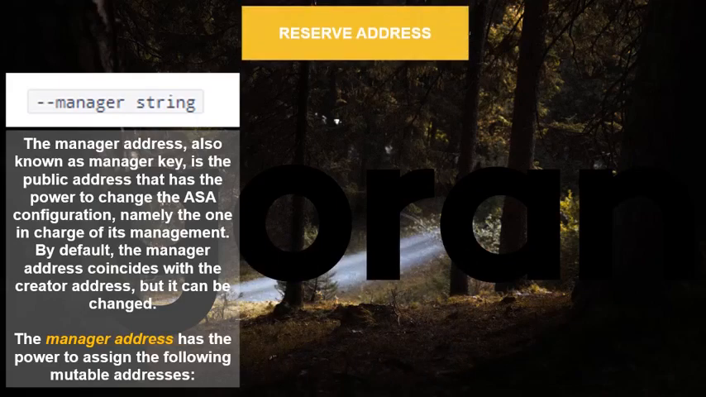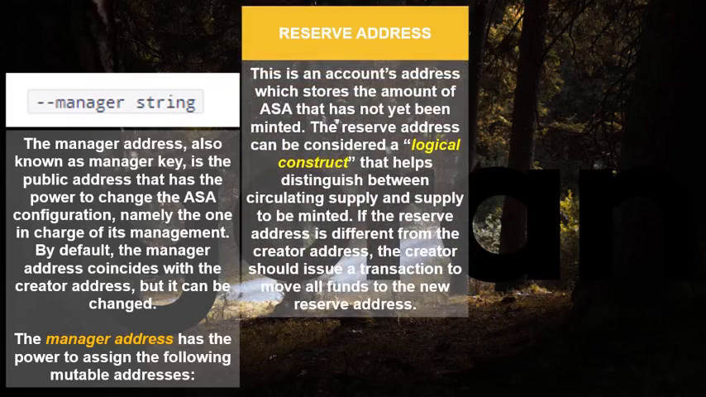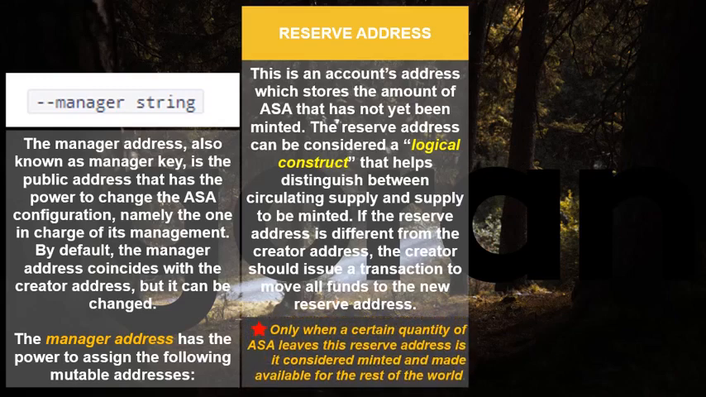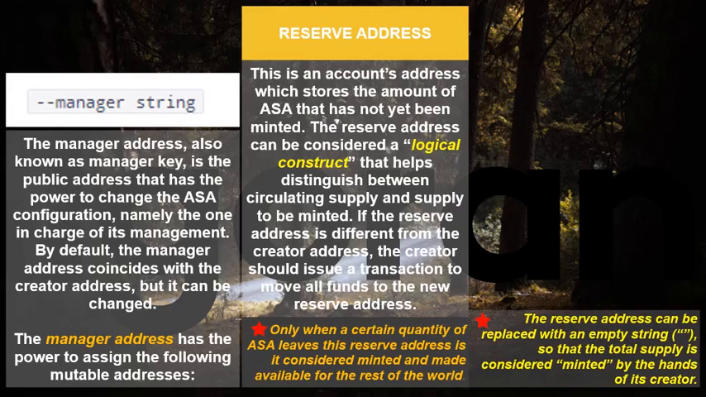To start with, the reserve address. This is an account's address which stores the amount of ARSA that has not yet been minted. The reserve address can be considered a logical construct that helps distinguish between circulating supply and supply to be minted. If the reserve address is different from the creator address, the creator should issue a transaction to move all funds to the new reserve address. Only when a certain quantity of ARSA leaves this reserve address is it considered minted and made available for the rest of the world. The reserve address can be replaced with an empty string so that the total supply is considered minted by the hands of its creator.